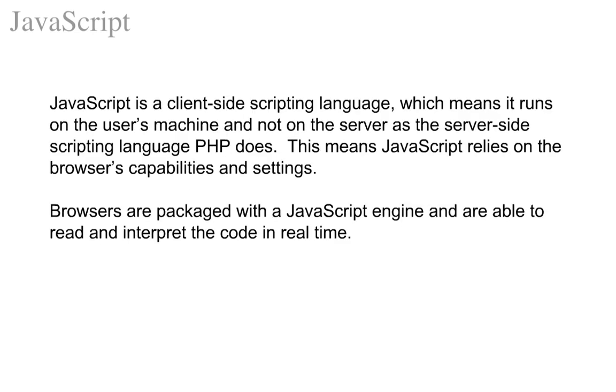JavaScript is a client-side scripting language, which means that it runs on the user's machine and not on the server as the server-side scripting language PHP does. This means JavaScript relies on the browser's capabilities and settings. Browsers are packaged with a JavaScript engine and are able to read and interpret the code in real time.